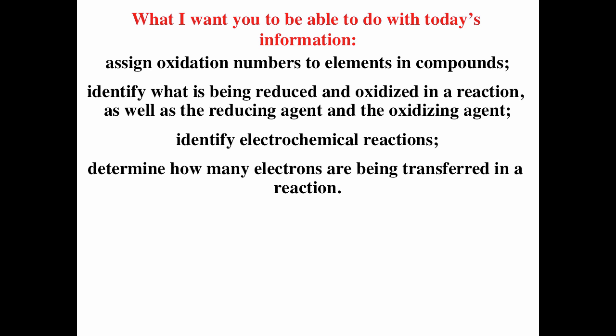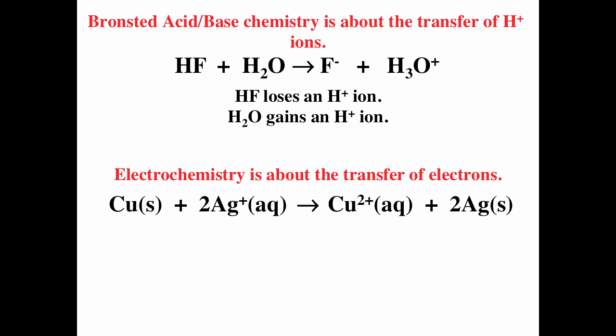The basis for understanding electrochemical reactions is the oxidation state. Again, remember that it's only an electrochemical reaction if the oxidation state of two elements changes going from reactants to products. In Bronsted acid-base chemistry, it was about transfer of hydrogen ions. So we have HF going to water, forming F- plus hydronium ion. In this reaction, HF is losing hydrogen; we call that the acid. Water is gaining the hydrogen; we call that the base.